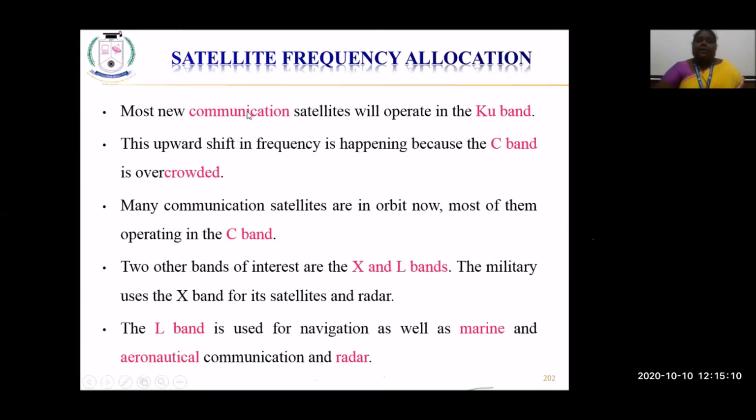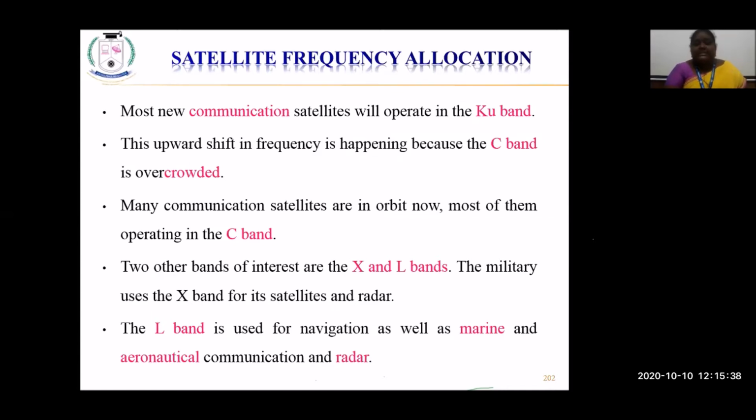Most of the new communication satellites launched in recent days will be in the Ku band. The upward shift in frequency is happening because the C band is overcrowded. Most of the communication satellites that are in orbit now are operating in the C band only. Other bands we are making use of for satellites are the X band and L band.